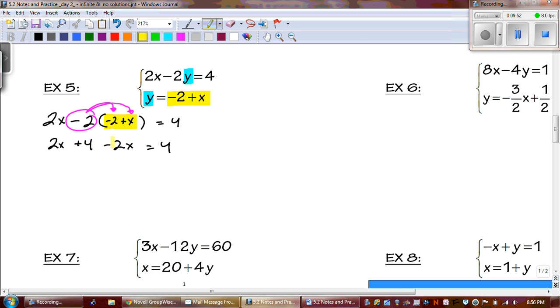Combine your like terms. We have negative 2x and a positive 2x, and those guys cancel out. You're left with 4 equaling 4, which means infinite solutions.